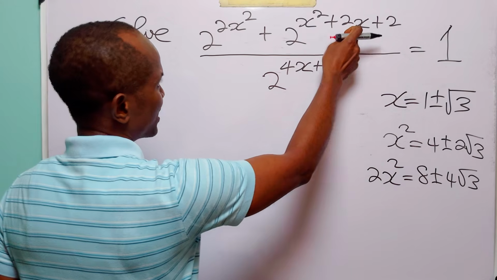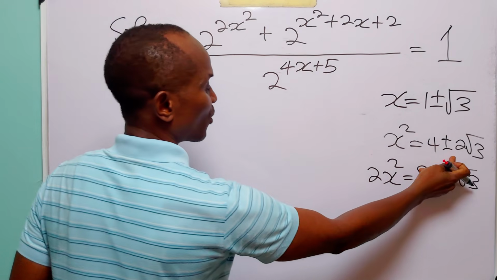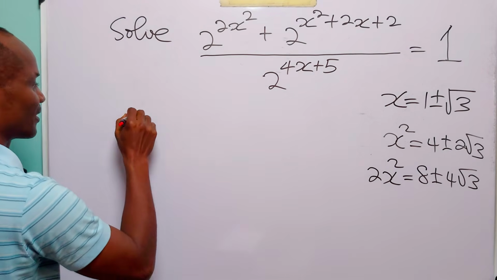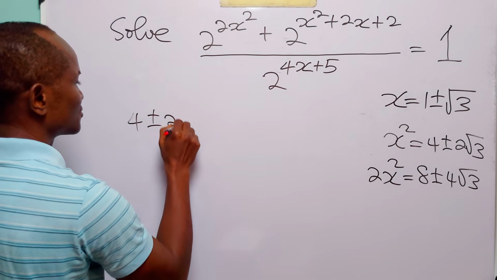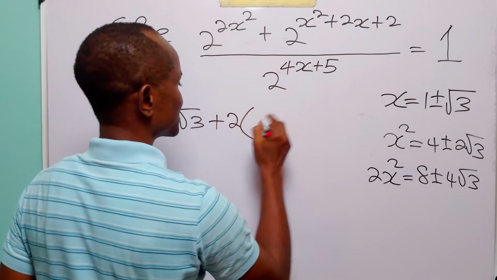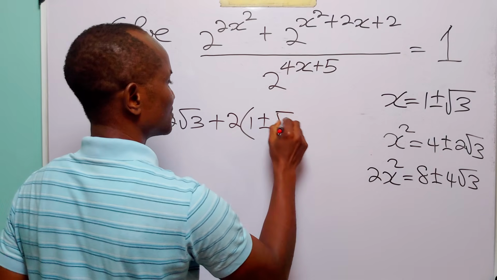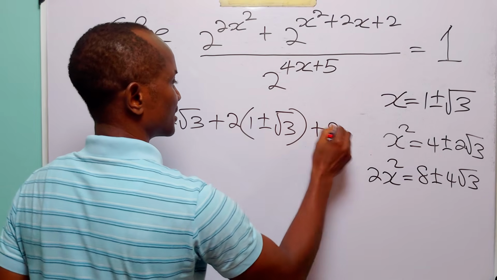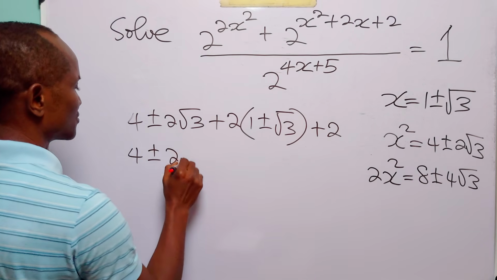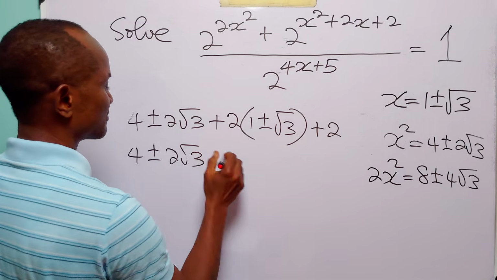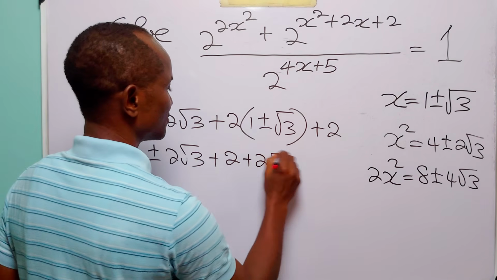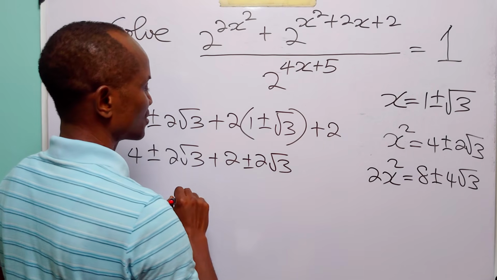Now, to evaluate this exponent, of course, we already have that x squared is equal to 4 plus or minus 2 root 3. So this is going to be 4 plus or minus 2 root 3 plus 2 times 1 plus or minus root 3 plus 2. Opening this bracket, we have 4 plus or minus 2 root 3. 2 times 1 is 2. 2 times root 3 is 2 root 3. Of course, plus or minus.